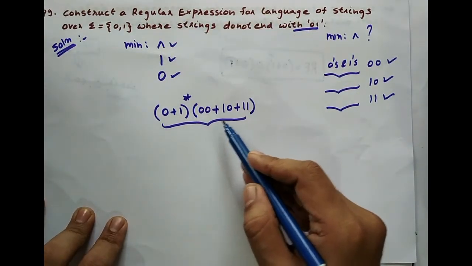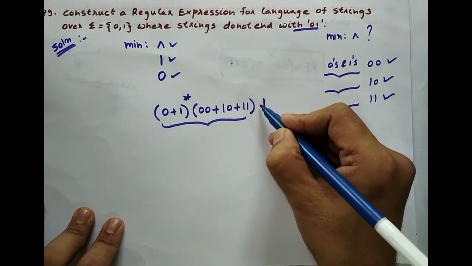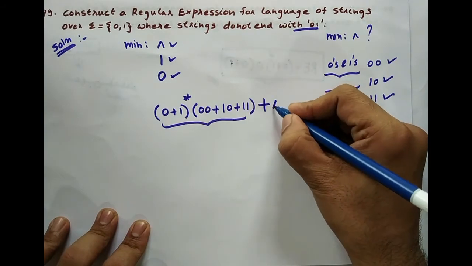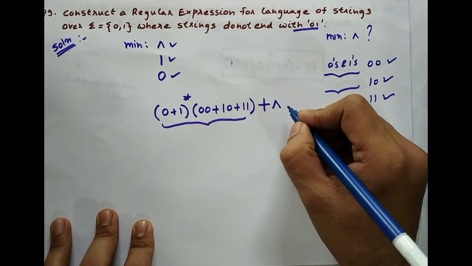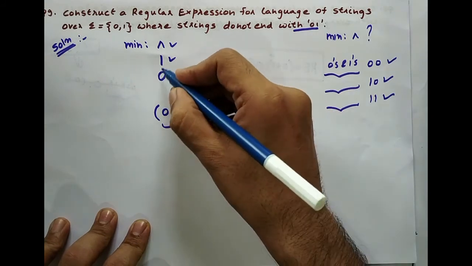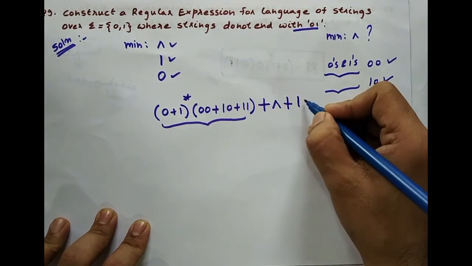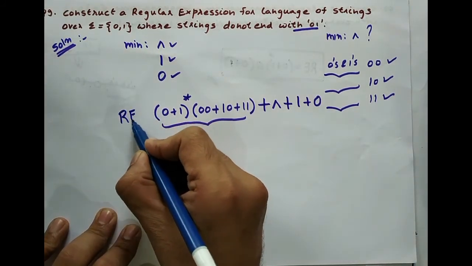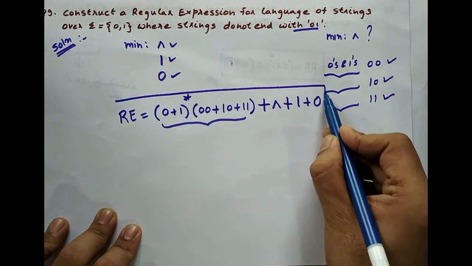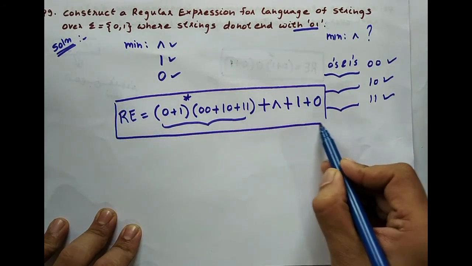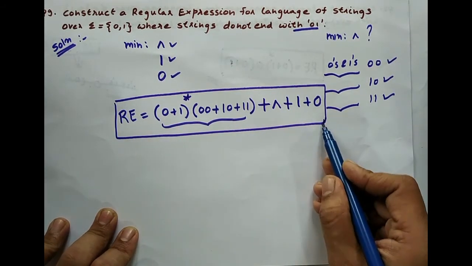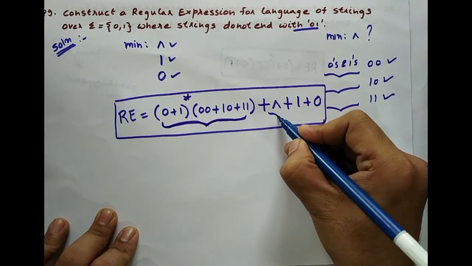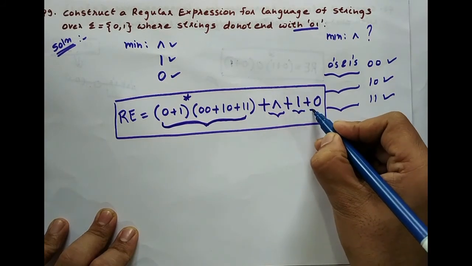So either this regular expression should work, or null should be accepted, single null, yes, possible, or single 1 is accepted, yes, possible, or single 0 is accepted, yes, it's possible. So the required regular expression is this, and what it means is either only this will work, or only this will work, or only this will work, or only this will work.